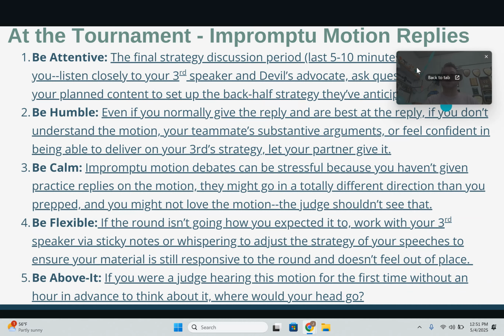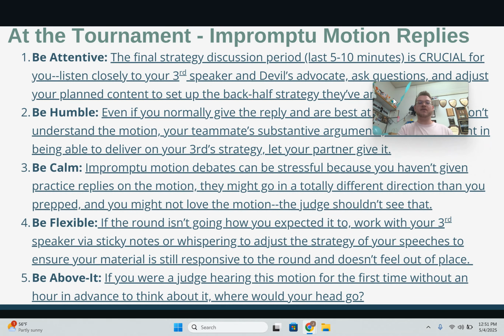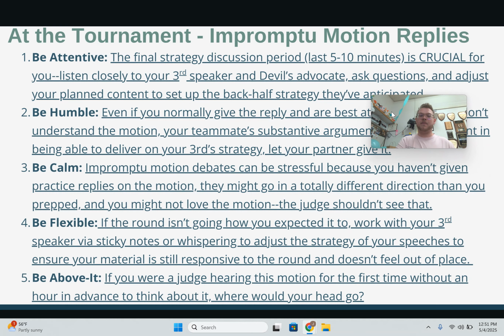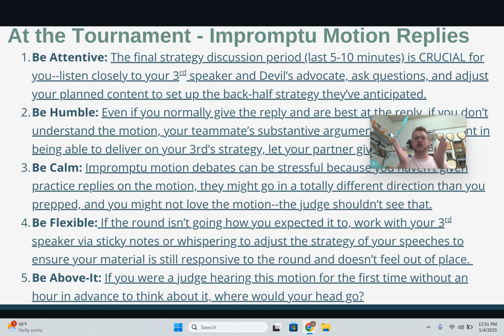Next, what about when you're at the tournament in an impromptu motion prep? So the 5 things you need to do in impromptu motion prep and in impromptu motion rounds, first is be attentive. The final strategy discussion period, or the last 5 to 10 minutes of an impromptu prep period, is crucial. You need to listen closely to your third speaker and your devil's advocate. You need to ask them questions to make sure that you're on the same page with their back half strategy, and adjust your content to set them up better. If they planned on you saying something that you didn't write down, then you've got to get it in there.